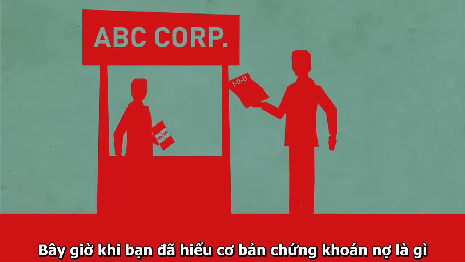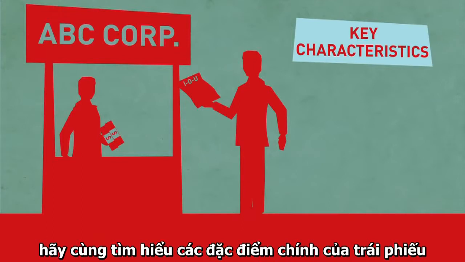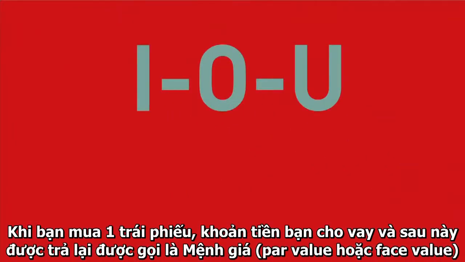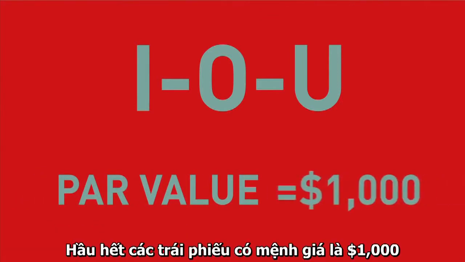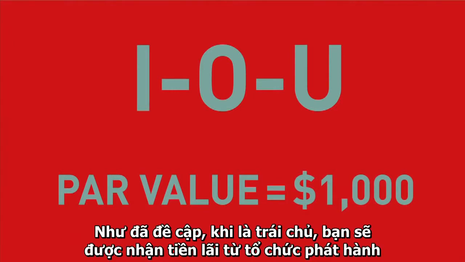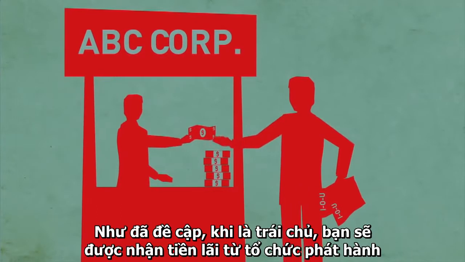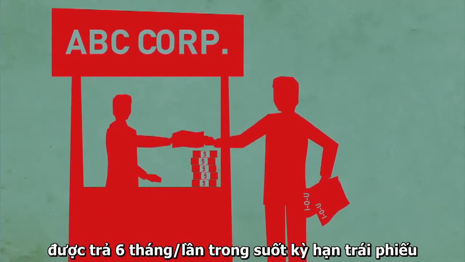Now that you have a basic understanding of what debt securities are, let's take a look at some of their key characteristics. When you buy a bond, the amount that you lend and are later repaid is referred to as the par value or face value. Most bonds have a par value of $1,000. As mentioned before, as a bondholder, you will generally receive interest from the issuer, which is typically paid semi-annually for the life of the bond.